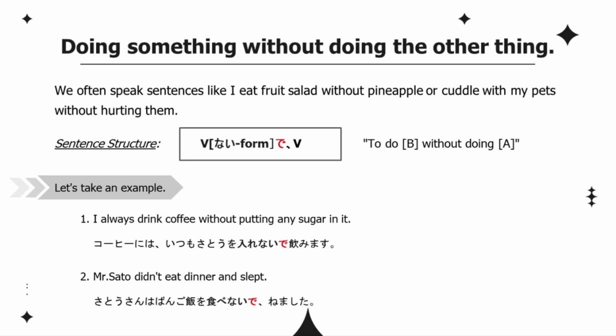Formation, to do, be without doing A. V, nai form, de, V. Let's take an example. I always drink coffee without putting any sugar in it.